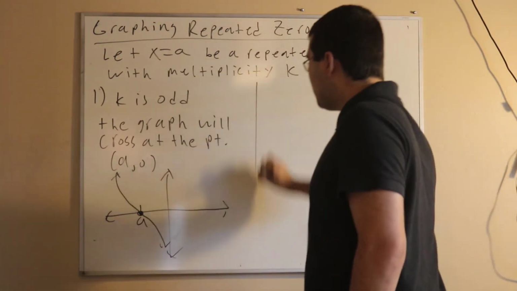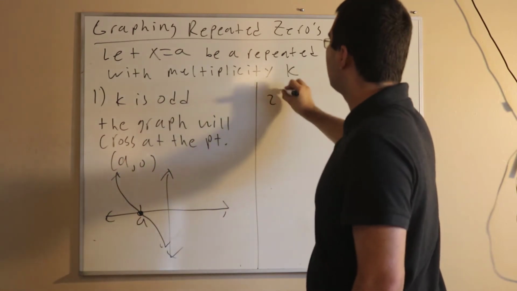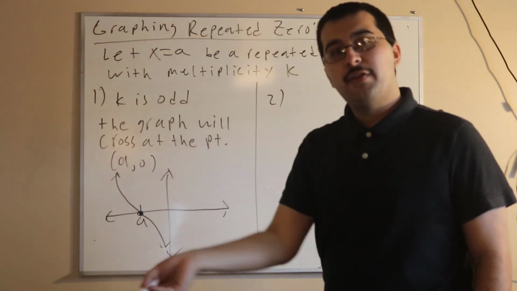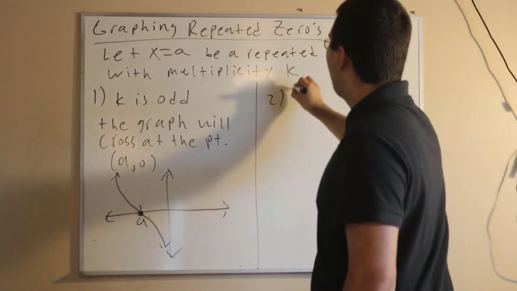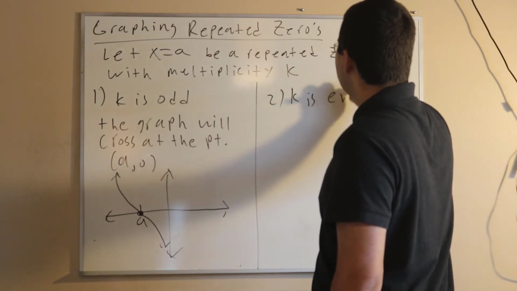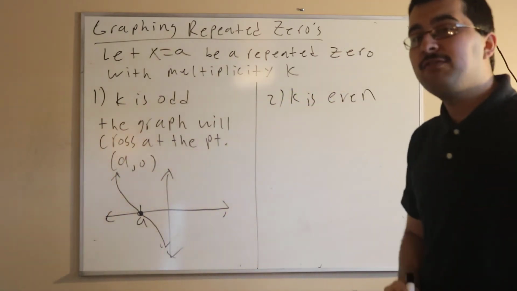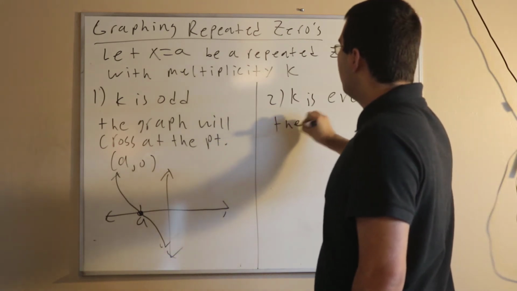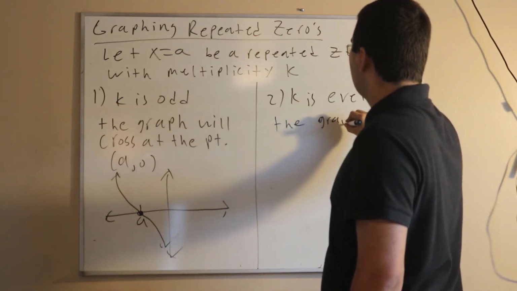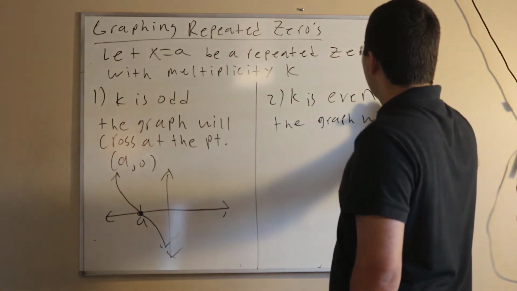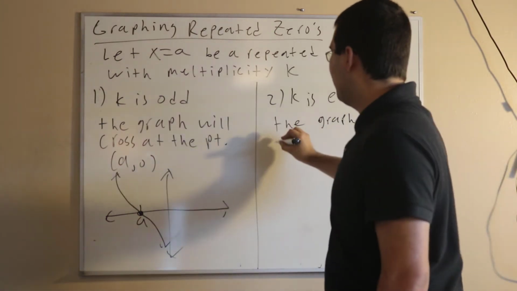Now, your other type of outcome, your other case, is, well, if one case is odd, then unsurprisingly the second case is when you have even multiplicity. So when k is even, what will the graph do? So graphically, what you'll see is that the graph will bounce at the point.